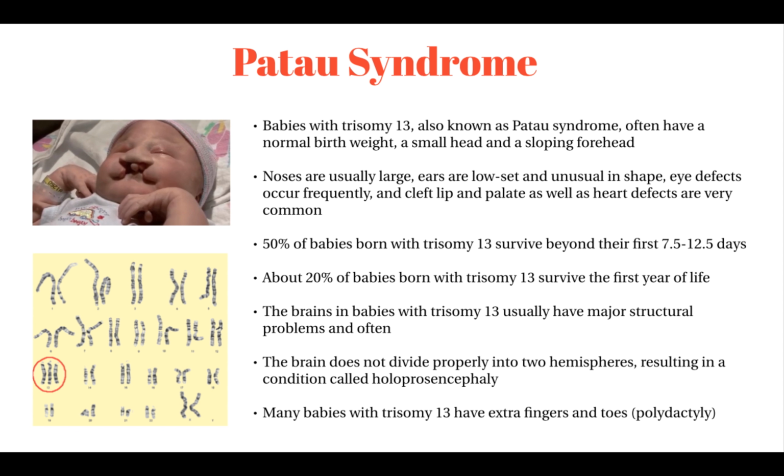Usually, babies with trisomy 13 have normal birth weight, but have a small head, sloping forehead, large noses, low set and unusually shaped eyes. Difficulties in breathing, cleft lip, and heart defects are very common. They're usually born with small areas of skin missing on their scalp, which resembles ulcers, and their brain usually has major structural problems and often doesn't divide properly into the 2 hemispheres. They also have extra fingers and toes.